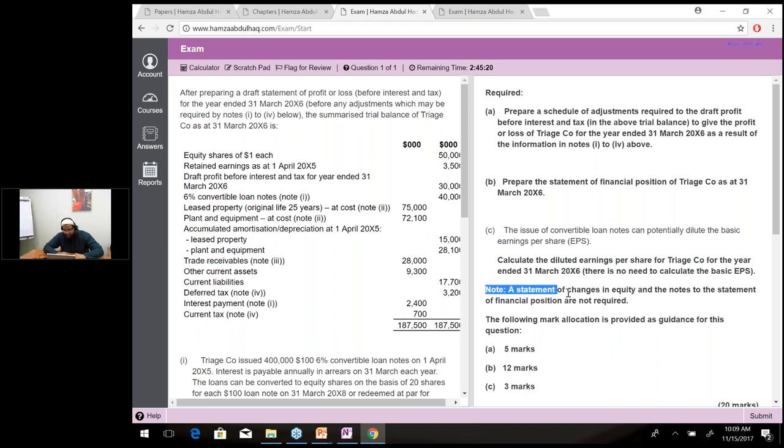And then there's a note, a statement of change in equity and notes to the statement of financial position are not required. So there's no need of preparing statement of change in equity or the notes. The following marks allocation is provided in guidance for the question.